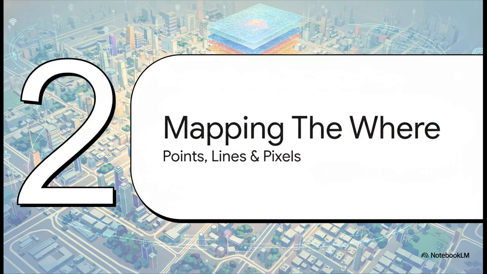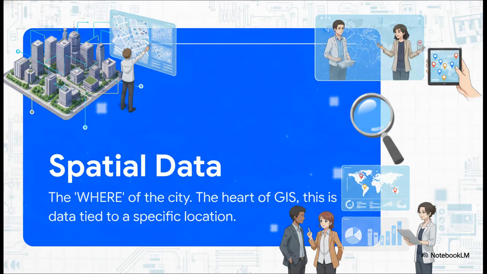Okay, so we've got the what down, the people, the numbers, but that's only half the puzzle, right? So let's slide open that second tray in our toolkit. This one is all about mapping the where. And this, my friends, is spatial data. This is the absolute heart and soul of GIS. That's Geographical Information Systems. But really, just think of it this way. It's any piece of data that has a location pinned to it. If you've ever used Google Maps, you're looking at tons of spatial data.